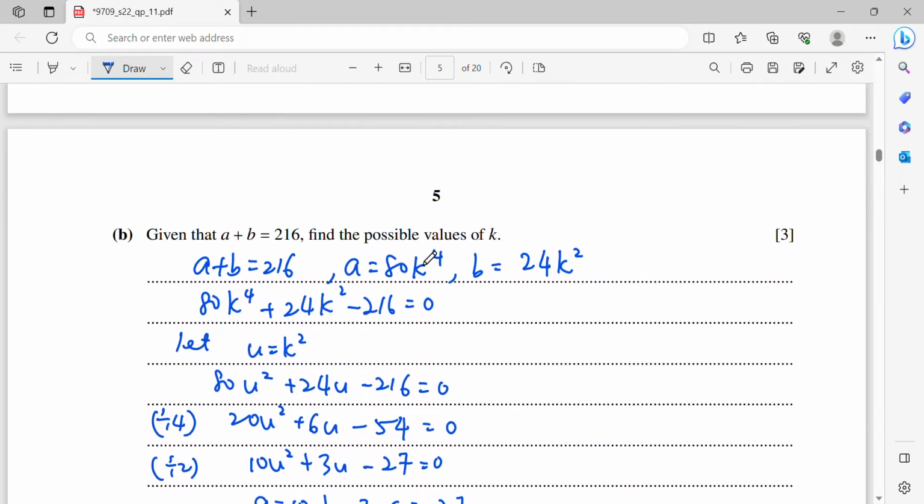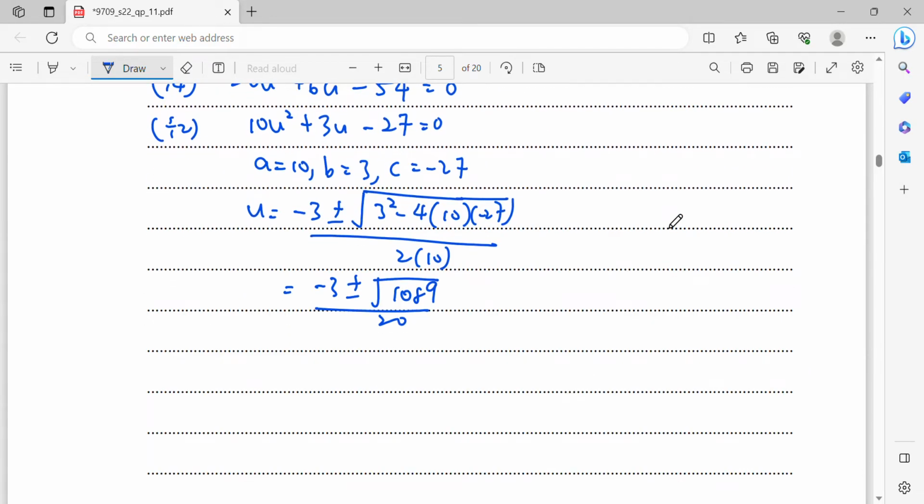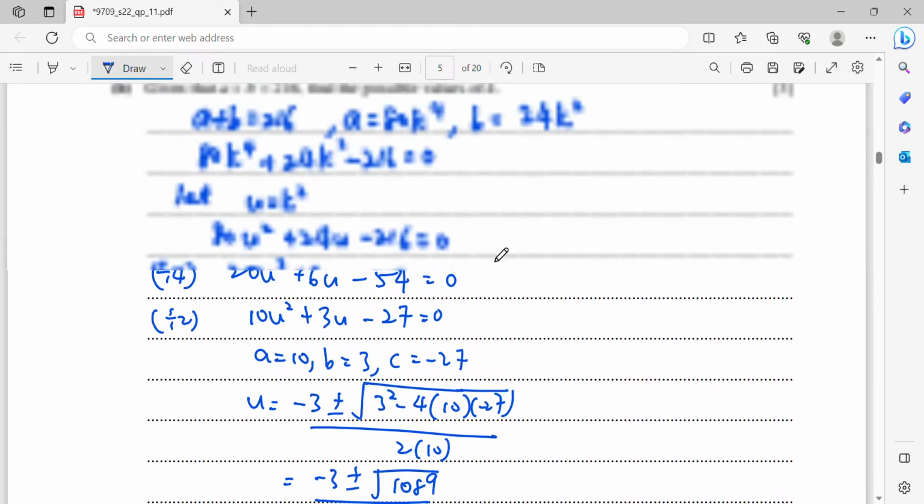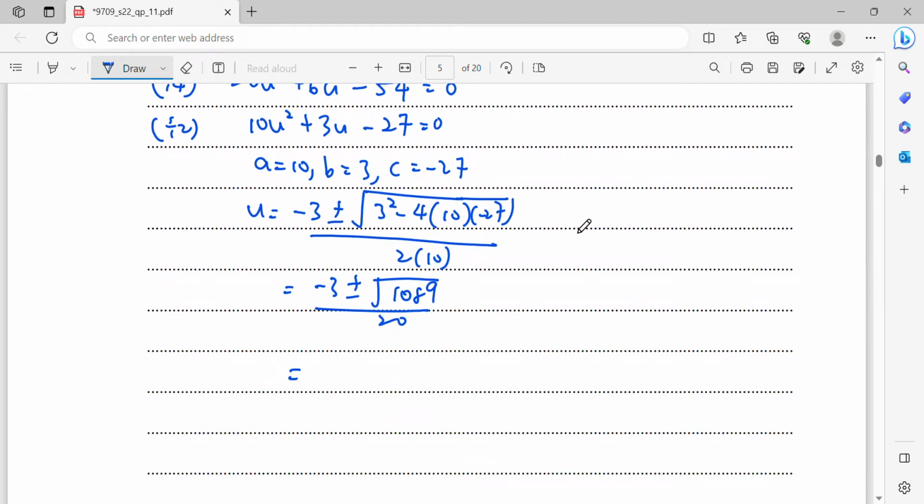Okay, so now you need to find possible values of k. So your solution will be 3 over 2, and another one is going to be negative 9 over 5. This is how you get it using the quadratic formula. Otherwise, you can just factorize it.